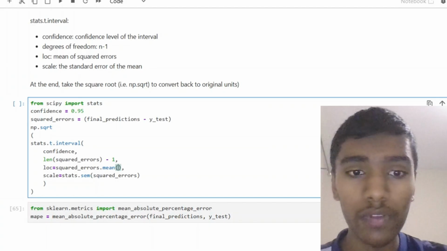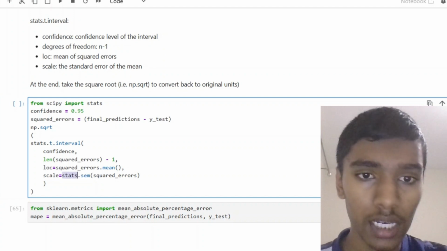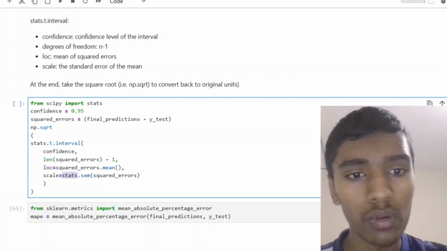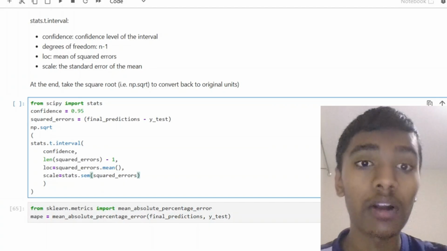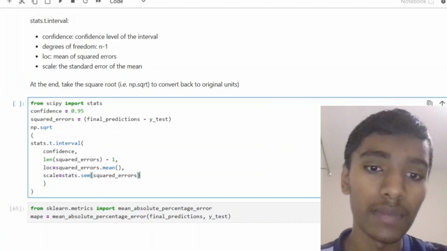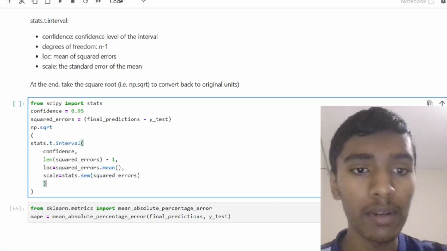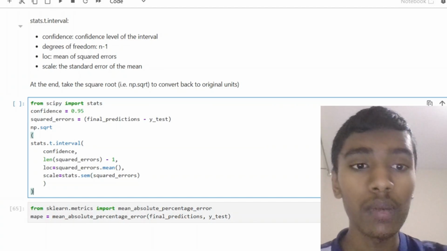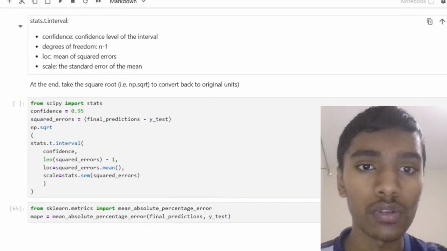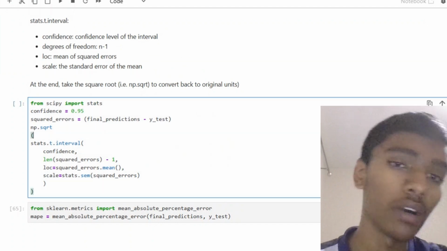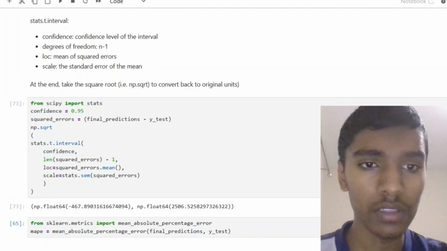In order to calculate the standard error of the mean, we call the sem function on the stats class. We pass in our squared errors, and that's going to take the standard error of the mean in that case. Okay, so we pass in all of those individual parameters, and we can go ahead and run that. The reason we take np.sqrt is because remember we're taking these squared errors, so we're going to take the square root in order to convert back into original units. Let's run that, and you see there that we have our solution.